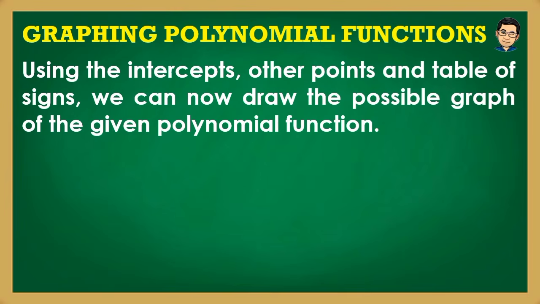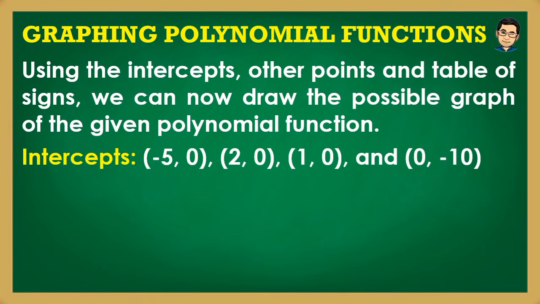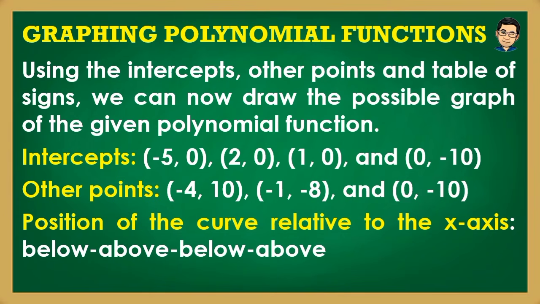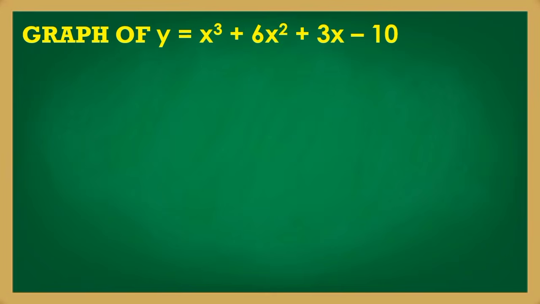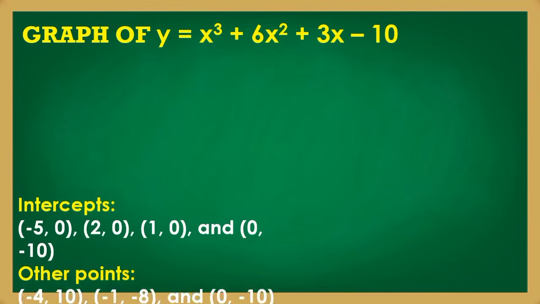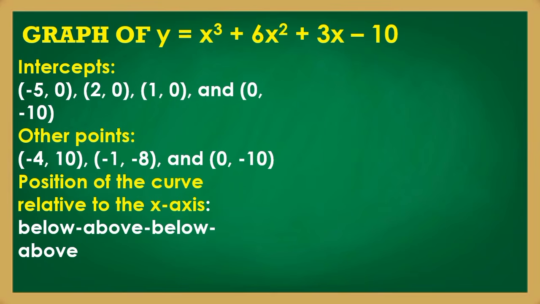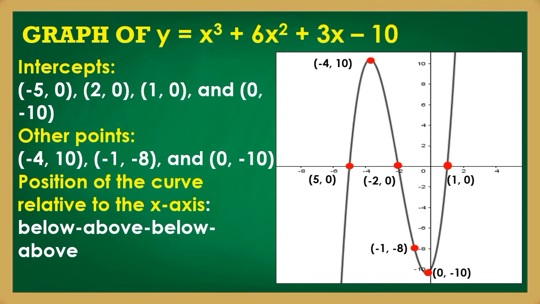Using the intercepts, other points, and table of signs, we can now draw the possible graph of the given polynomial function. So, nakuha na nating intercept, yung other points, yung table of signs, and then, nakuha na rin natin yung end behaviors niya. Pwede na nating i-graph yung function. So, ayan po yung mga intercepts. Nakasummarize sila. Since meron na tayo ng mga information na kailangan natin, intercepts, other points, tsaka yung position of the curve relative to x-axis, ayan po yung graph ng ating given function.